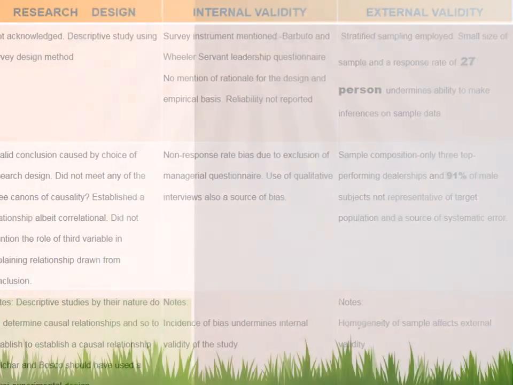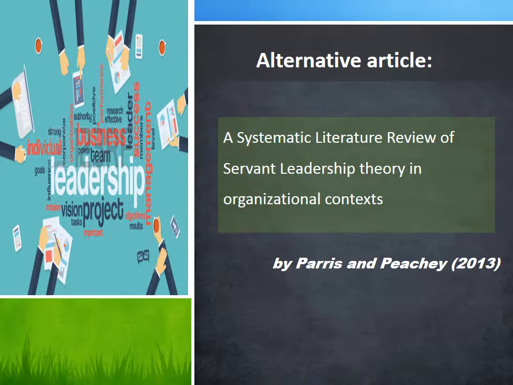The alternative article is by Paris and Peachy, and it is titled A Systematic Literature Review of the Servant Leadership Theory in Organizational Context. Paris and Peachy, 2013, conducted a systematic review of the topic Servant Leadership in Organizational Context. The researchers did not only mention the research design used, they also described and provided a rationale for its use. Page 380. The rigorous process of article selection and appraisal to reduce bias rendered the study replicable.